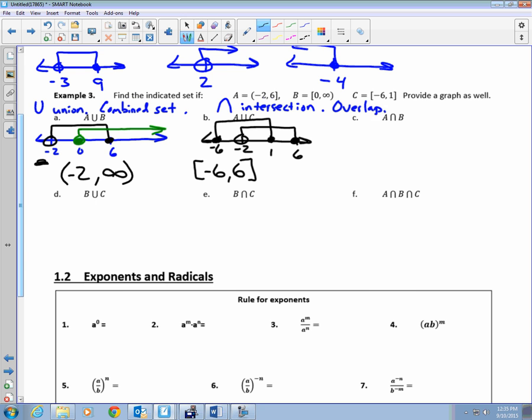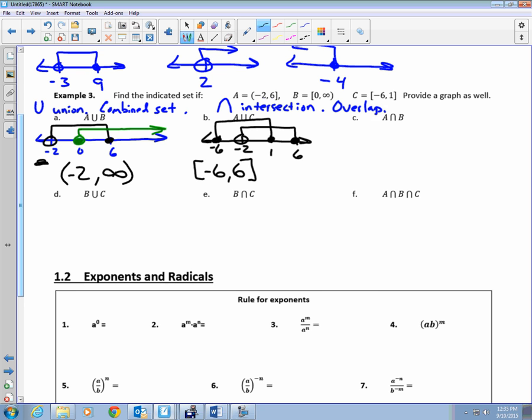So what did you get? It just has to be part of one or the other. Is the number 10 part of either A or C? No, so it's not included. But it just has to be part of one. Okay?